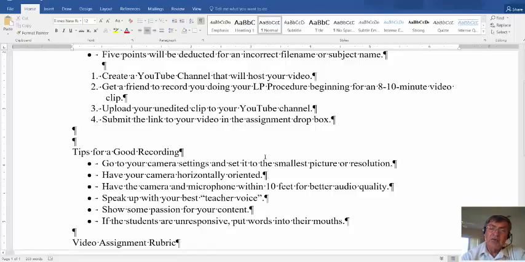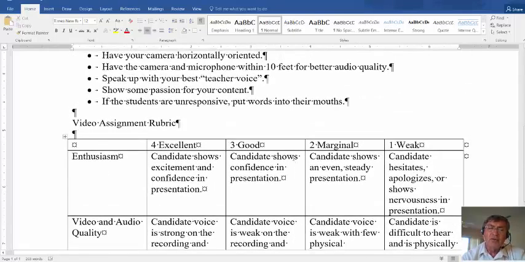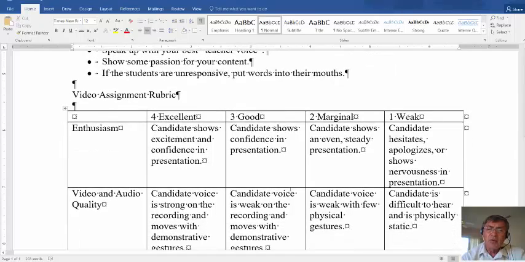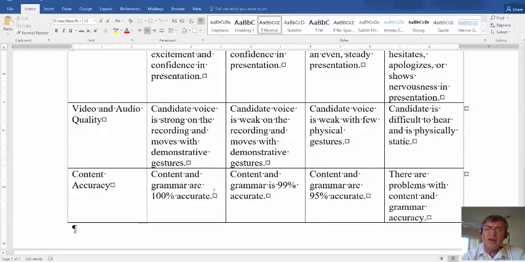And the rubric here will be 20 points total. We're looking for enthusiasm, the quality of the video, a strong voice and recording, movement with demonstrative gestures, and content accuracy. Content and grammar are 100% accurate. Because this is ESL, your grammar is important when you talk. I don't want you being a poor model to your students, and I don't want you saying incorrect things, and I'll comment on that if that's the case for this assignment.